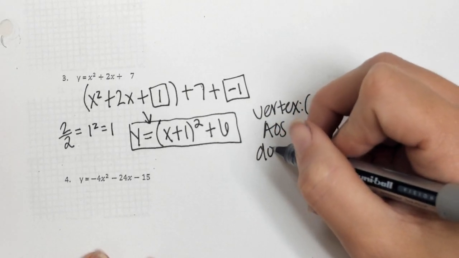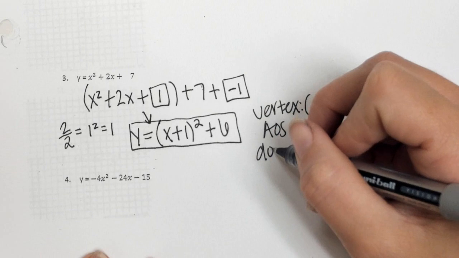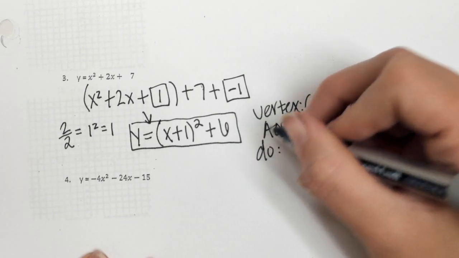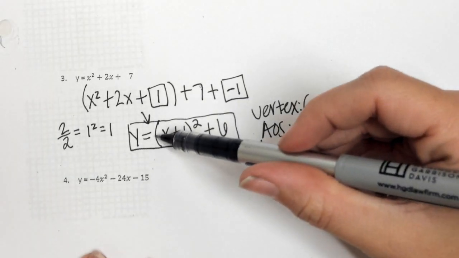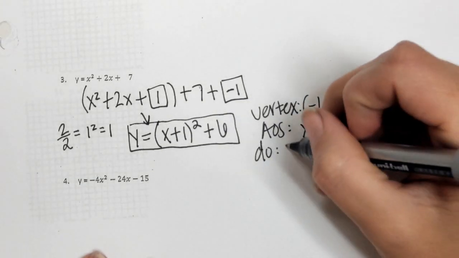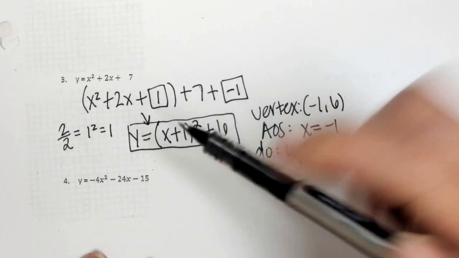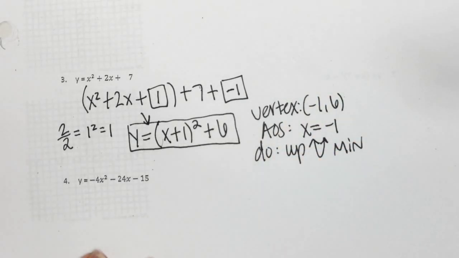Direction of opening, I'll just put DO. This one will have a minimum, so it opens up like this. It'll have a minimum. And why? Because a right here is 1.